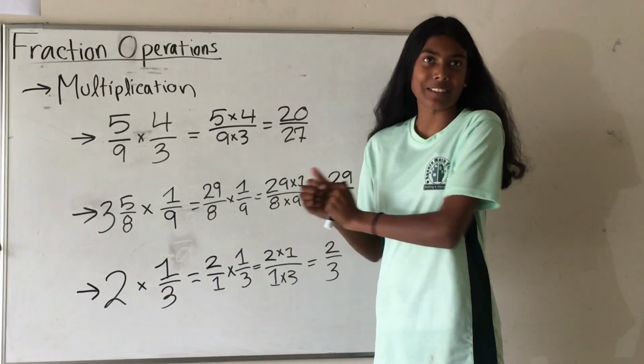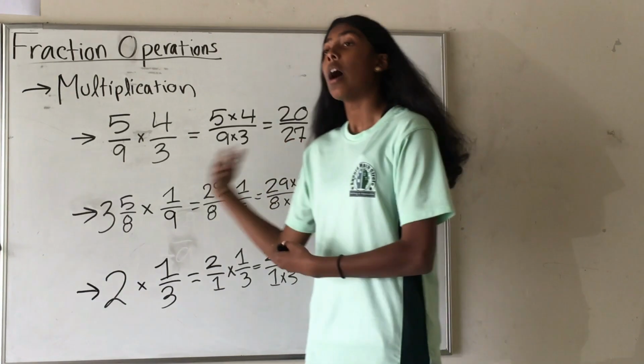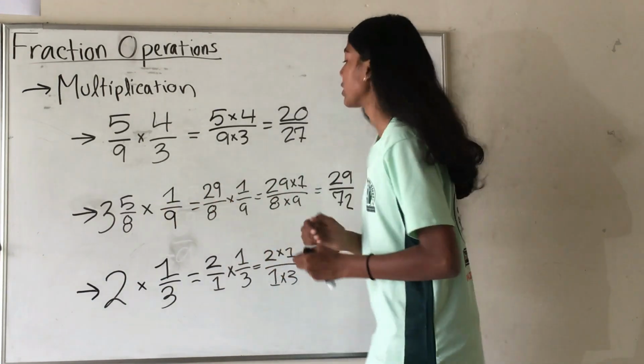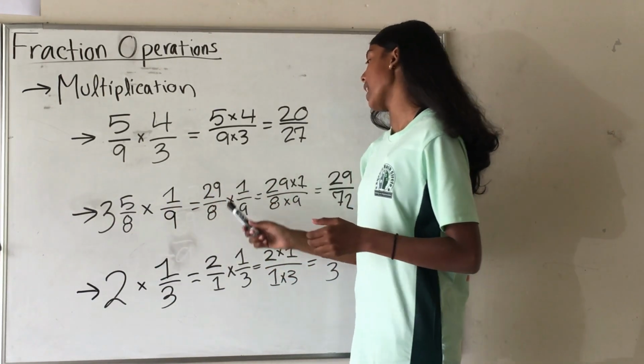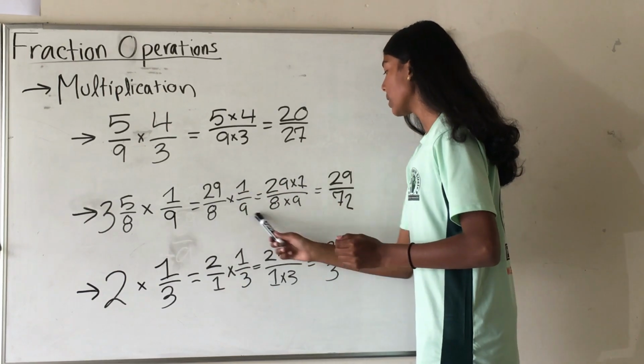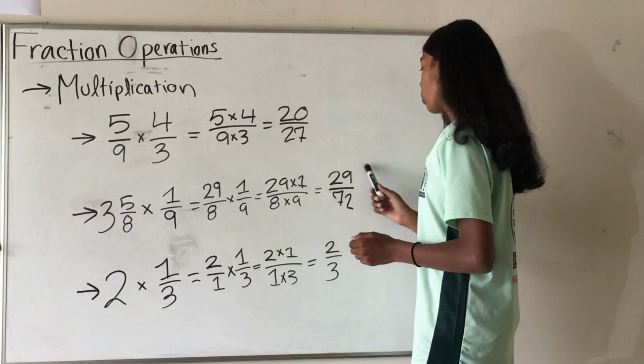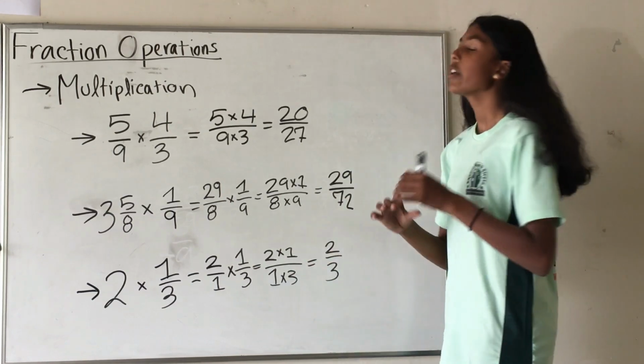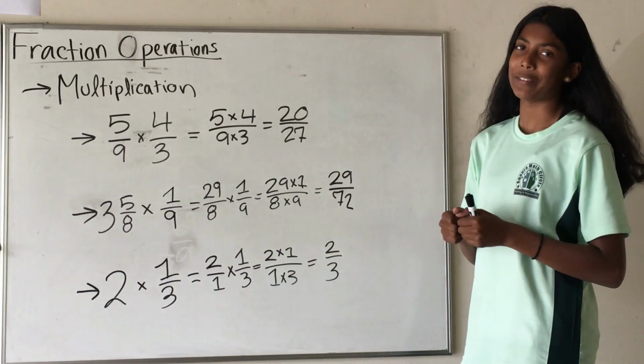It's that easy. Let's move on to a mixed fraction times a proper fraction. The mixed fraction becomes 29 over 8 times 1/9. We're going to do 29 times 1, 8 times 9. 29 times 1 is 29. 8 times 9 is 72. Your answer is 29 over 72.